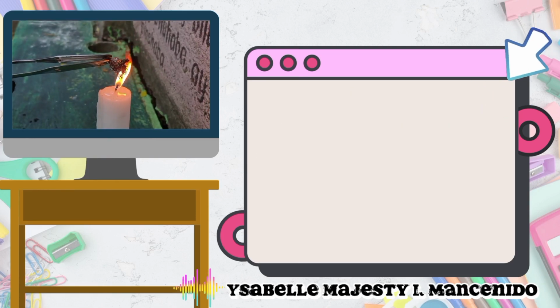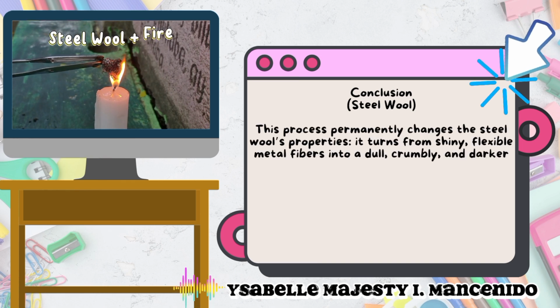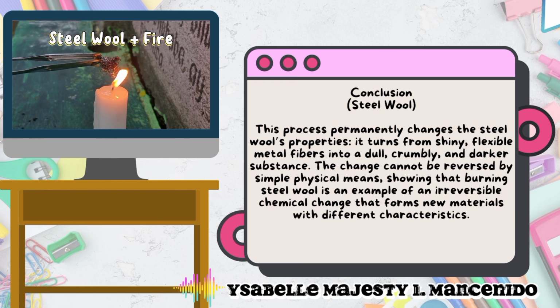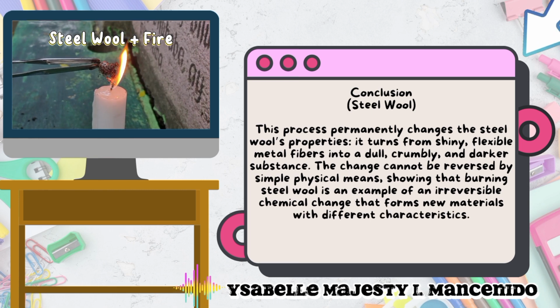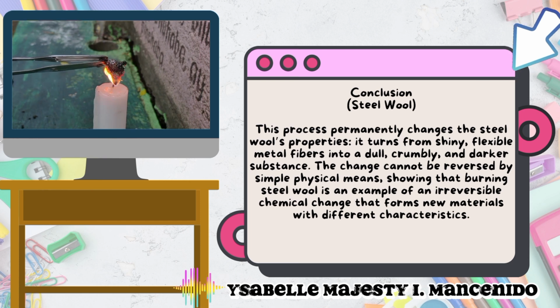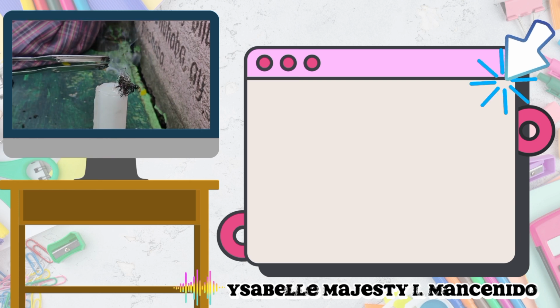This process permanently changes the steel wool's properties. It turns from a shiny, flexible metal fiber into a dull, crumbly, and darker substance. The change cannot be reversed by simple physical means, showing that burning steel wool is an example of an irreversible chemical change that forms new materials with different characteristics.